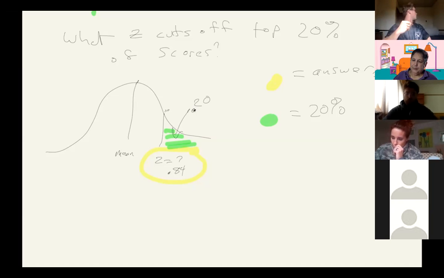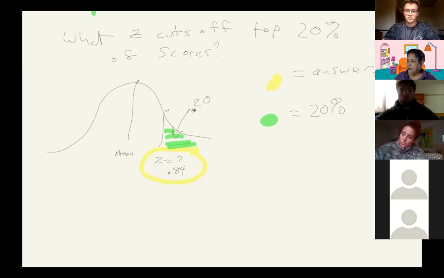Okay, let's just do a couple more of these. The answer to the last one was Z equals 0.84. What z-score cuts off the bottom 27% of scores?